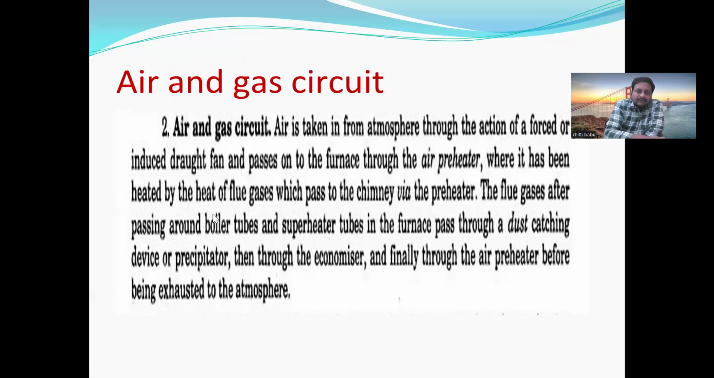The second one is the air and gas circuit. In the air and gas circuit, air is taken from the atmosphere through the action of the forced and induced draft and passes to the furnace through the air preheater, where it is heated by the flue gases. The flue gases, after passing through the boiler tubes, that is the superheater tubes and furnace, pass through the dust catching devices or precipitator, then the economizer, and finally through the air preheater before being exhausted to the atmosphere.